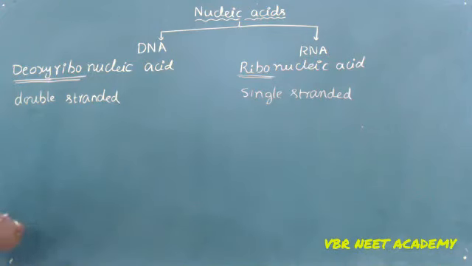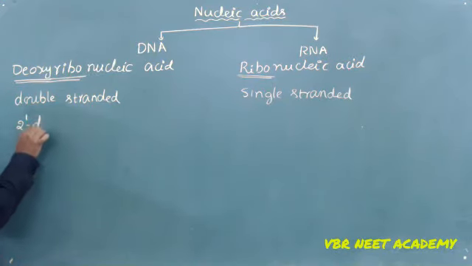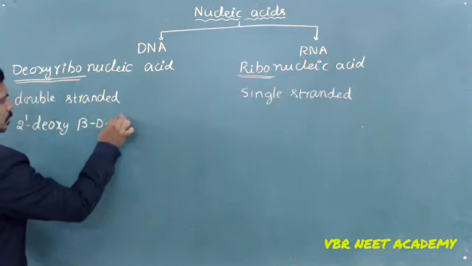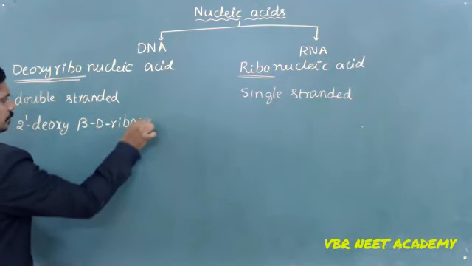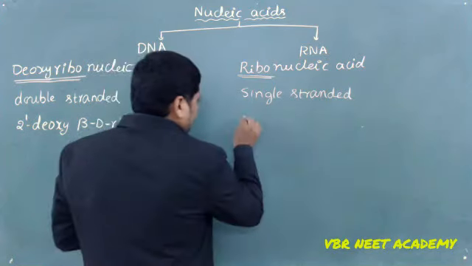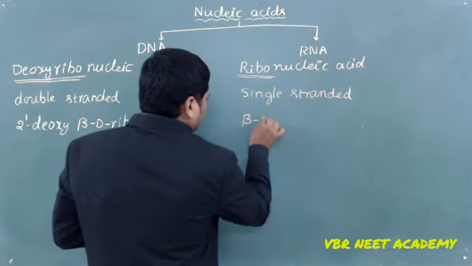And what ribose sugar we are going to have here, that is the main thing I said. It is going to have 2' deoxy beta D ribose. 2' deoxy beta D ribose is present in DNA, whereas here it is going to be beta D ribose.